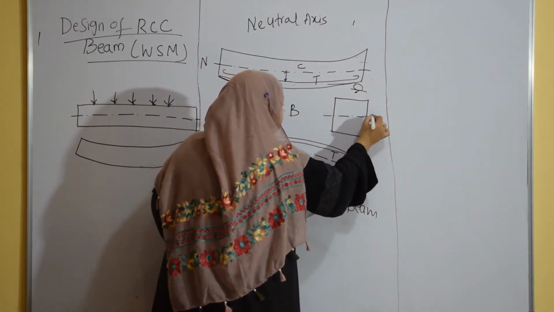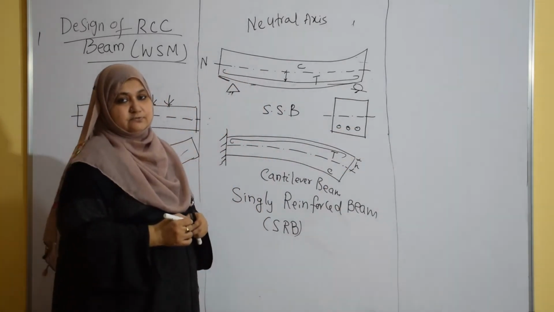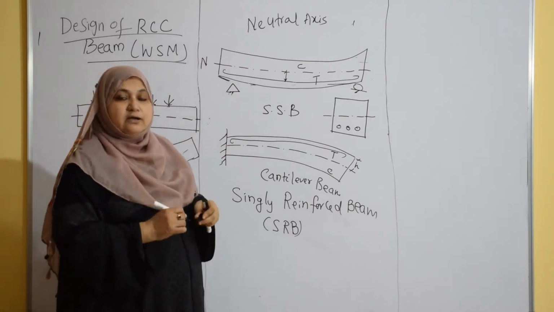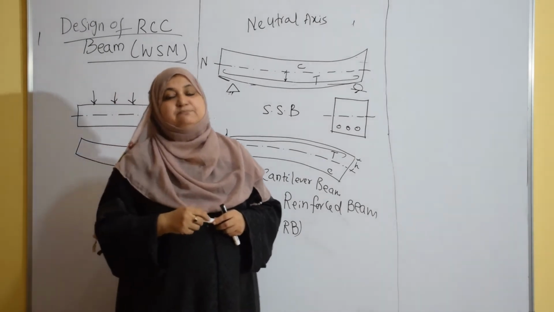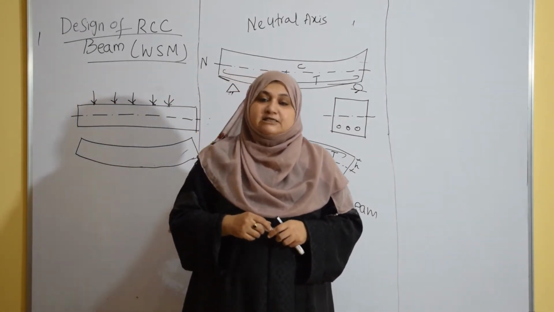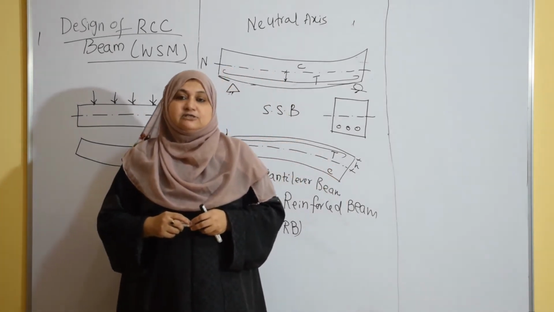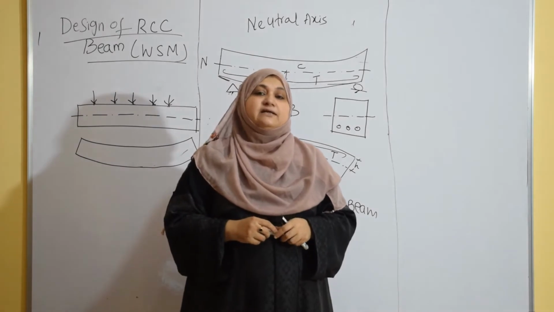If you draw the cross section, this figure we have been seeing in our last classes, steel is provided here. This is the tension zone. Whether the tension zone is above or below, in either case we are going to provide steel only in the tension zone. Such beams are called singly reinforced beams.